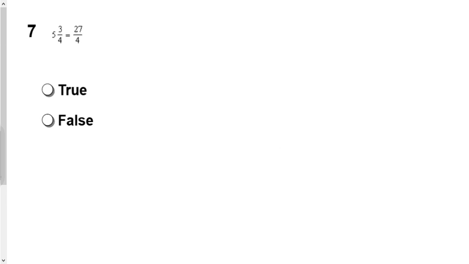Question 7, is this mixed fraction equal to this improper fraction? Well, if we multiply and add, we get 23/4. And 23/4 does not equal 27/4, so therefore this is a very easy false. They are not equal. The second one is the exact opposite. How many 2's are there in 13? There are 6 and 1/2. So since 6.5 does not equal 7.5, this one is also an easy false.